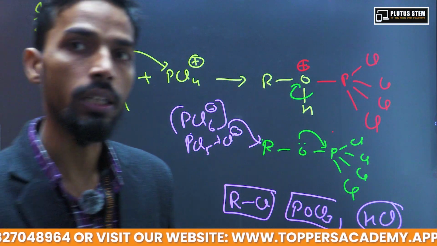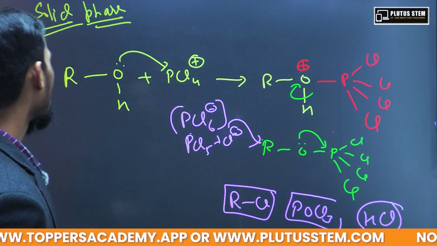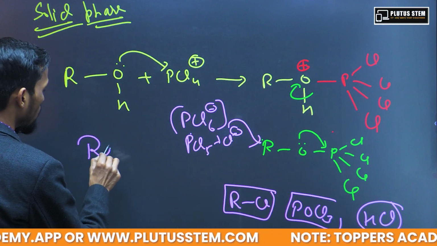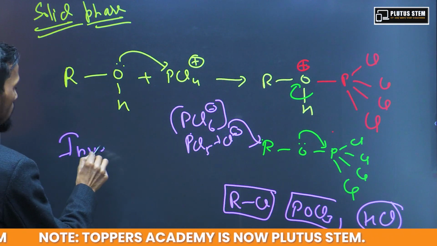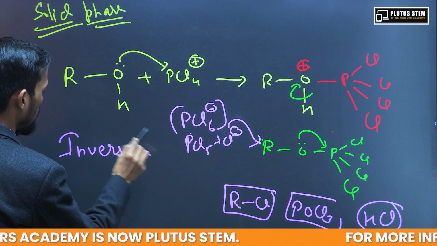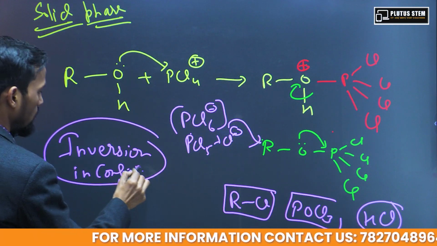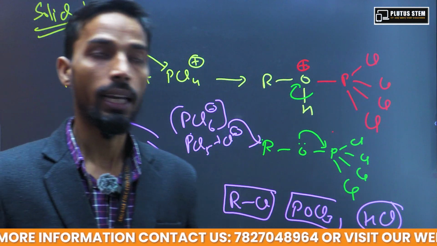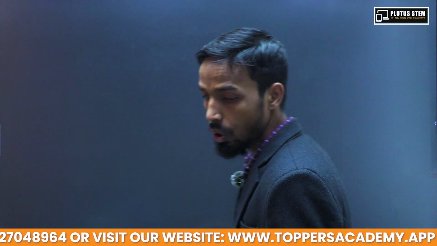But we have seen initially that the whole mechanism is quite different. That's why in this case we will see the inversion in configuration. We are going to see over here inversion in configuration. So this was for PCl5 we have discussed, and we have already discussed about the ZnCl2.